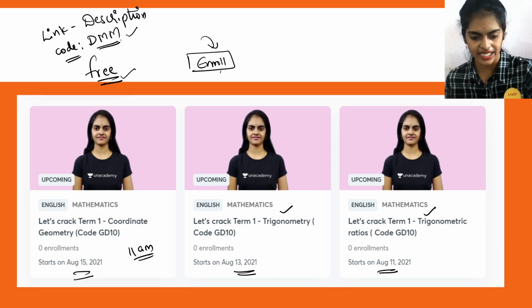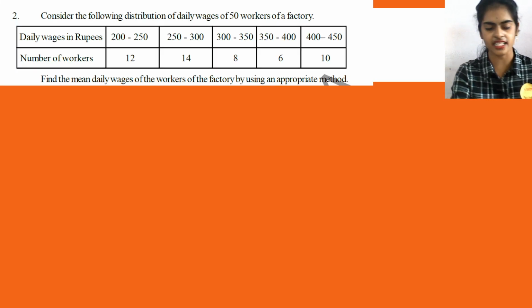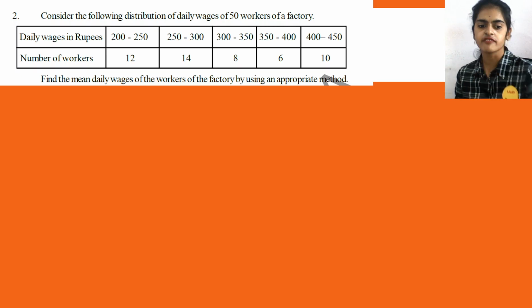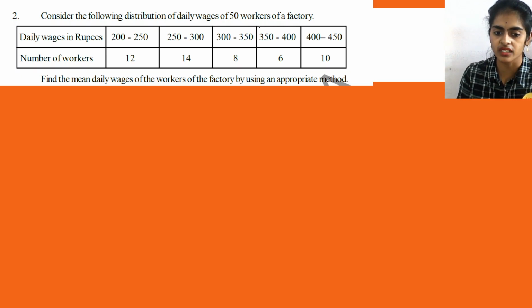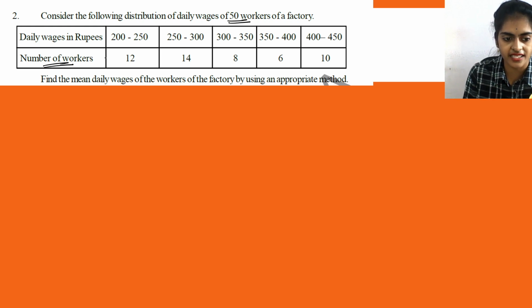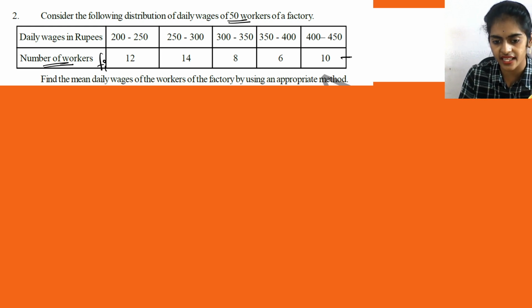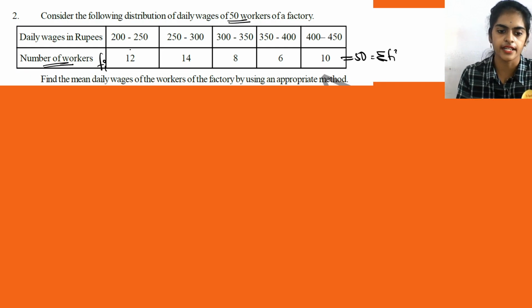Chalo, then let's move on to the next question. Here is the next question. Consider the following distribution of wages of 50 workers. So the number of workers is nothing but frequency. So how many are there? Total 50 workers. So this is nothing but sigma Fi, isn't it? Total 50 workers are there. And you need to find the mean daily wage of the workers using an appropriate method. So whichever method you like, you can use that method.